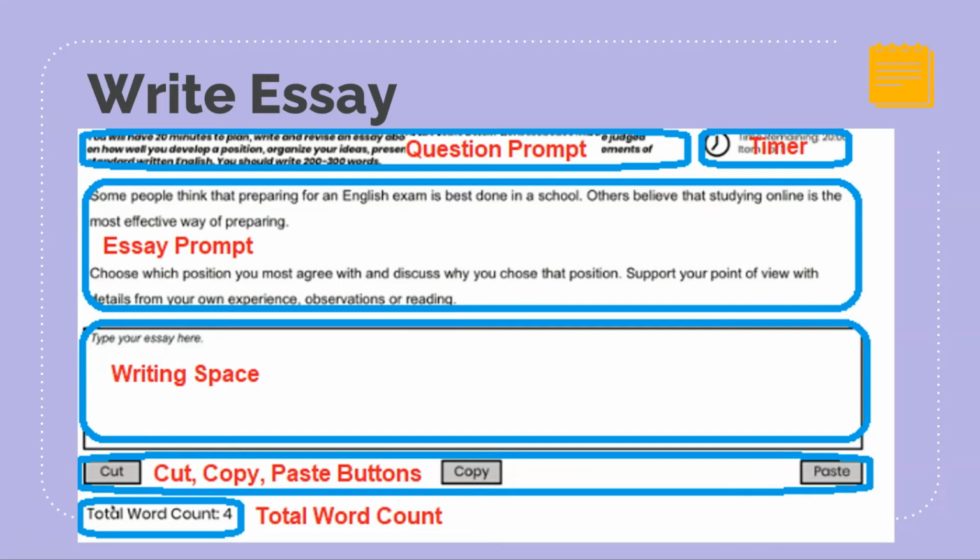And below that, you see the writing space and the cut, copy, paste buttons. Use the writing space to type your essay between 200 and 300 words. Remember to write grammatically accurate sentences and follow a good essay structure with appropriate paragraphs. The total word count at the bottom shows you how many words you have typed.